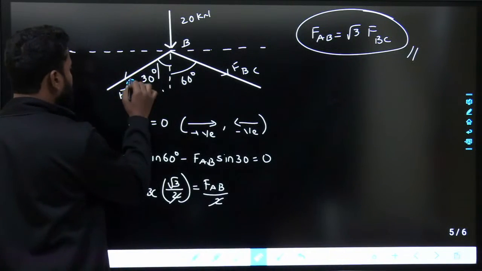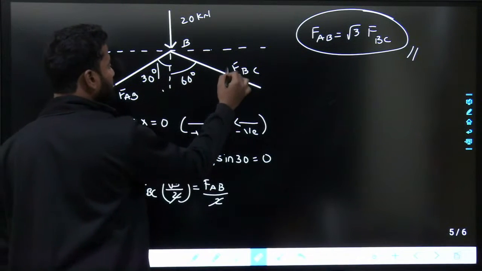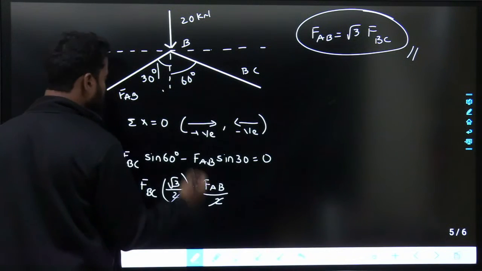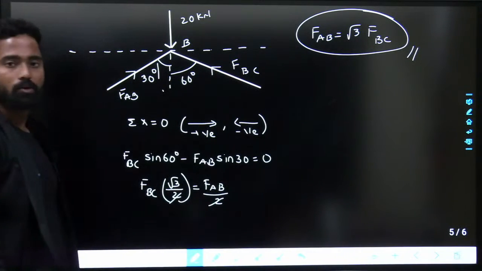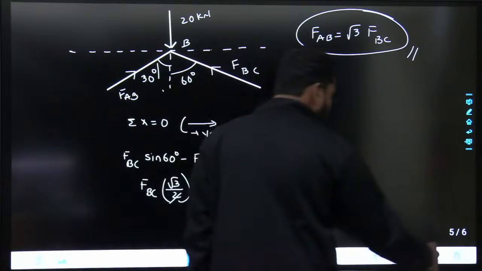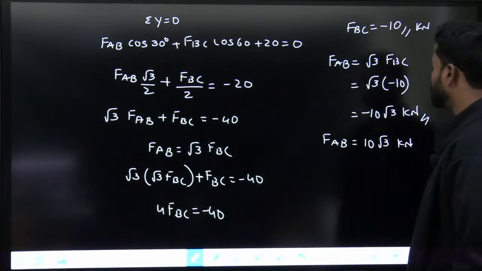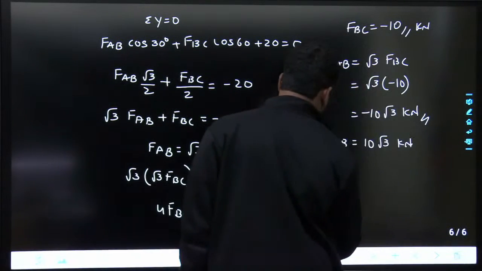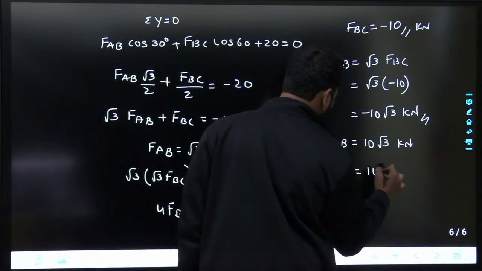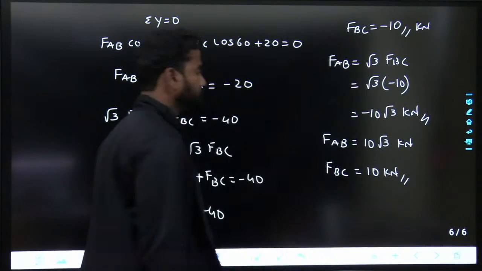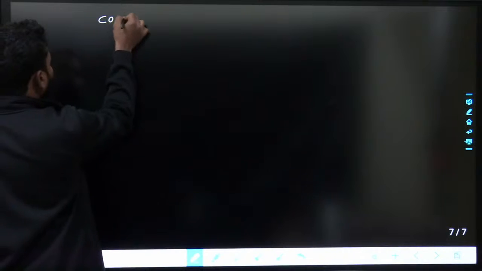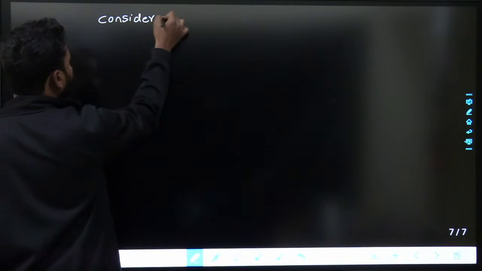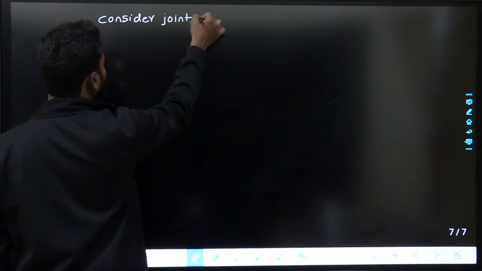So the direction would be like this, opposite direction, towards the joint. FBC will also be towards the joint. Fine. So FAB is 10 root 3, FBC equals 10 kilonewtons. What has he asked? He has asked FAC. Now consider joint A. You can consider joint C also, but I'll consider joint A here.